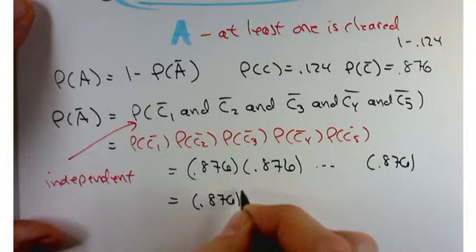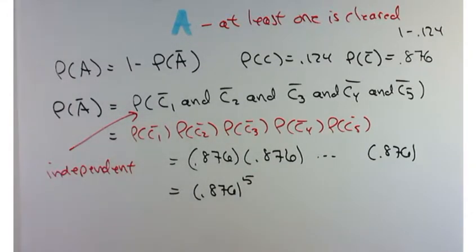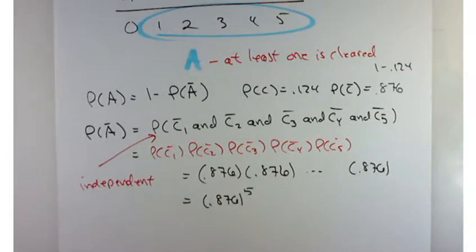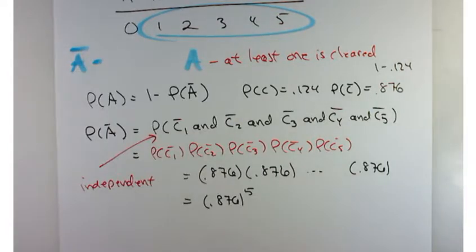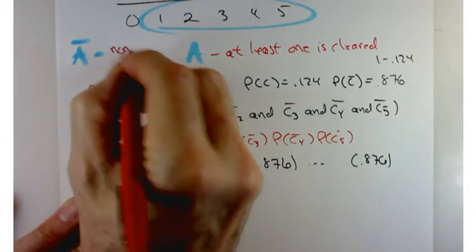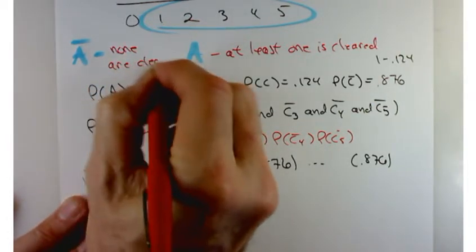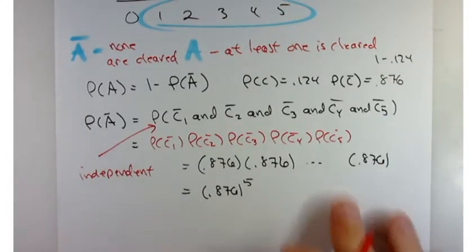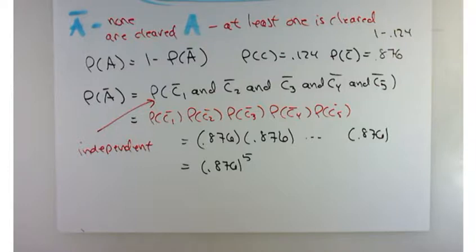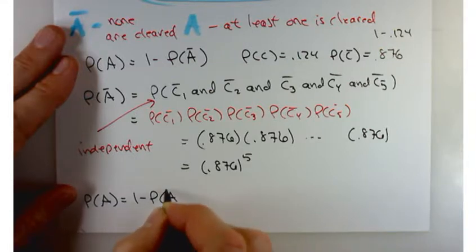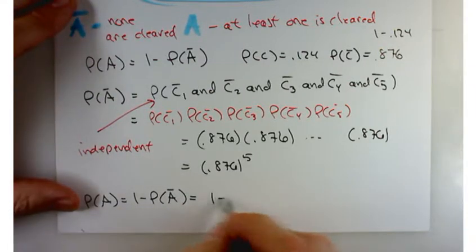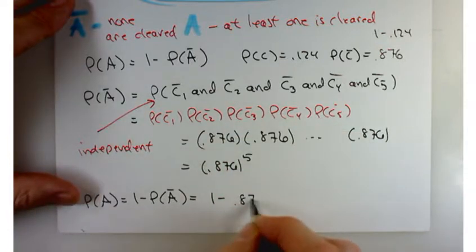And 0.876 to the fifth power would be the probability of A bar. That's the probability that none of them are cleared. In fact, let's write that down here. A bar is that none are cleared. So overall, the probability that at least one is cleared, the probability of A, equals 1 minus the probability of A bar. So it's 1 minus 0.876 to the fifth power.